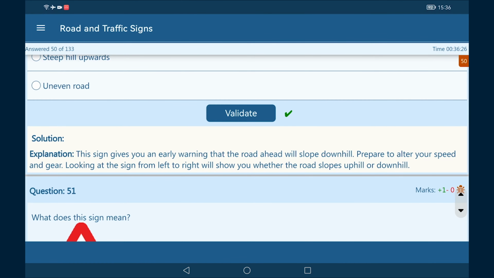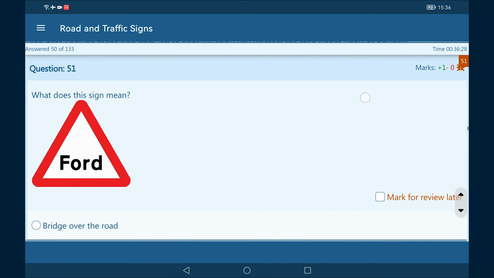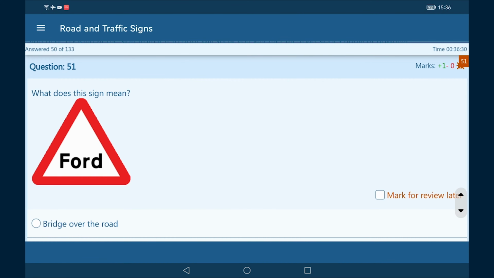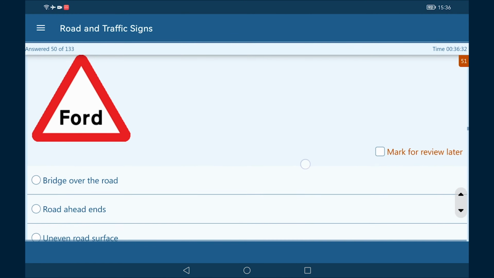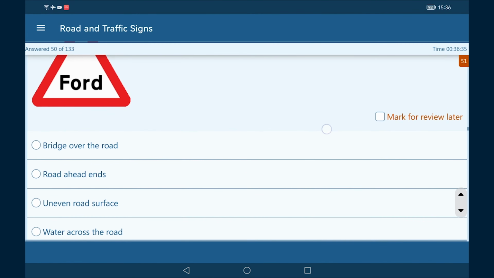Question 51. What does this sign mean? Option 1, bridge over the road. Option 2, road ahead ends. Option 3, uneven road surface. Option 4, water across the road. The correct answer is Option 4, that is, water across the road.